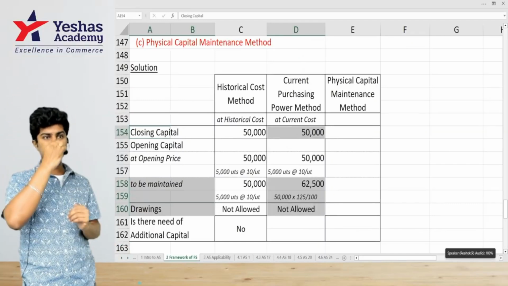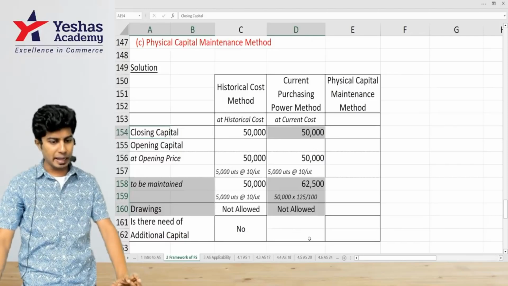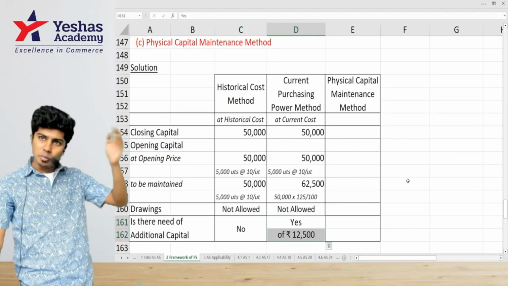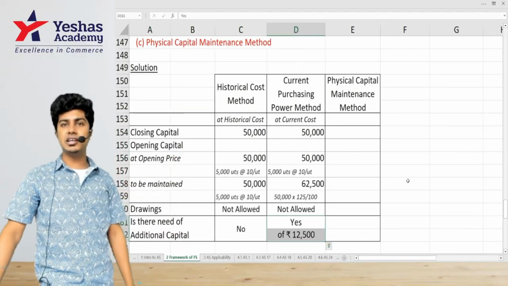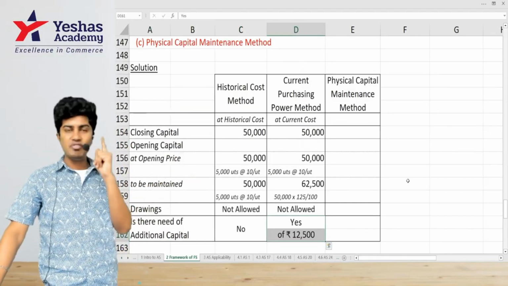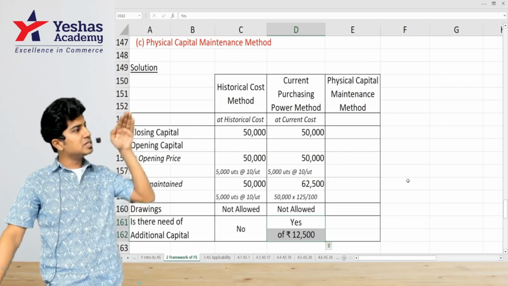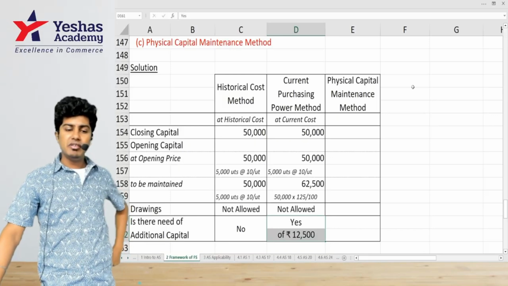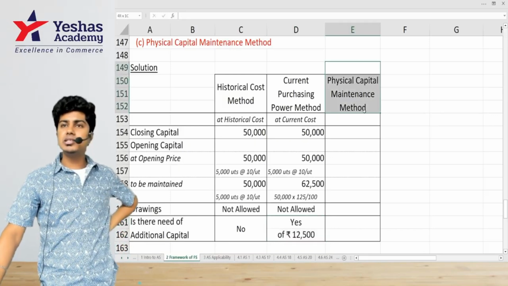How much shortage? I would have to bring additional capital, 12,500. Not to do something great, but to do business at the same level that I did last year. If I don't bring 12,500 additional capital, my business will decrease. Did you understand? Shall we go to the last one, physical capital maintenance?